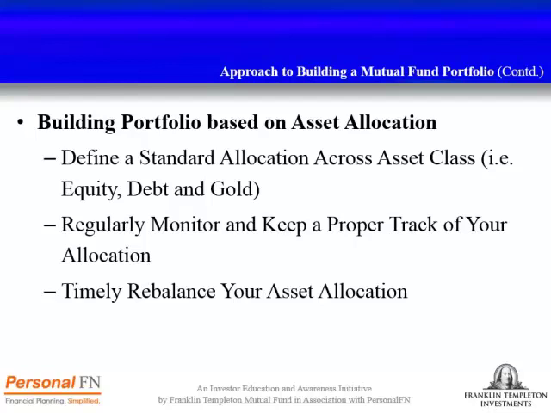Moreover, you need to make sure that the allocation to each asset class in your portfolio is not deviating from the standard allocation you have set for your portfolio. And if it does, then you need to timely rebalance your asset allocation. So if your allocation to equity, debt and gold has moved from your standard allocation of say 60:20:20 to 70:15:15, then you can book the additional 10% growth in equities and shift it to debt and gold in order for the allocation to once again reach 60:20:20.